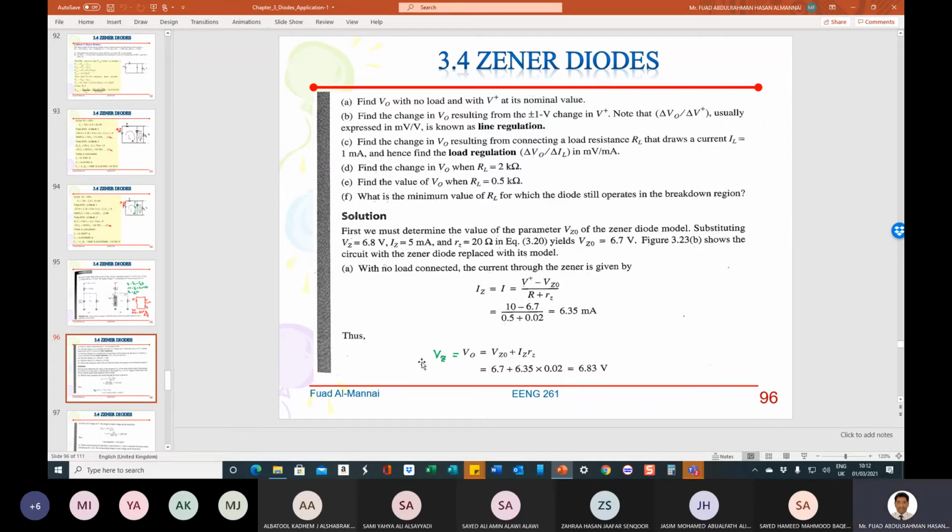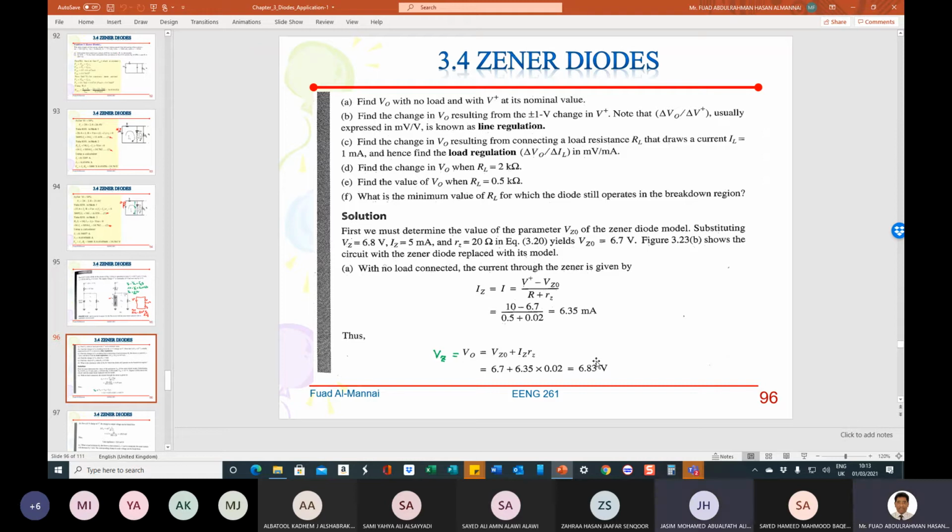Now what we're going to do is calculate VZ, which is at the output. VZ would be equal to VZO plus IZ RZ, where IZ is the one that we just calculated here, which is 6.35 milliamp. Substitute, and you will find that VZ, which is equal to VZO, is equal to 6.83 volt. Everybody got that? Any questions, guys? Okay, very good.